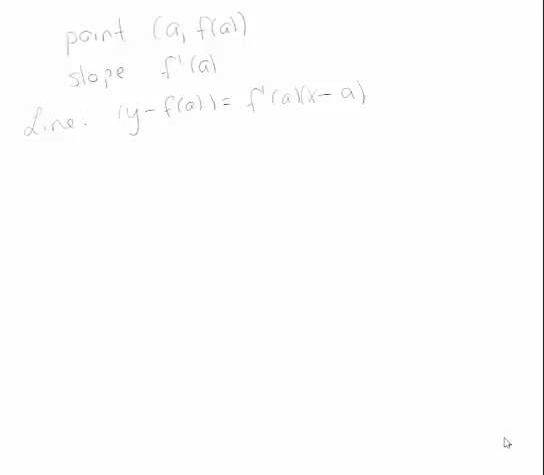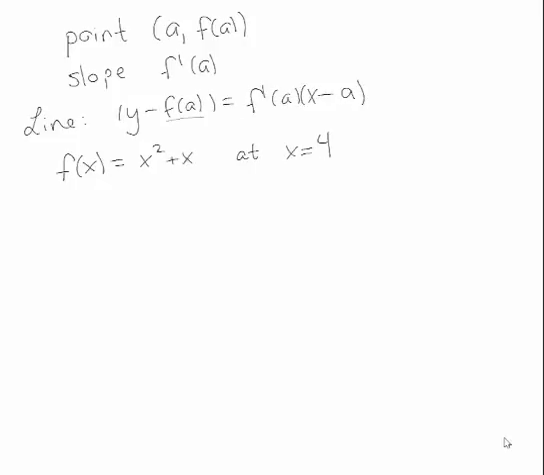Let's do an example. Let's suppose my function is x squared plus x, and I want my point to be 4. Well, I need to know my point, and that's 4. I also need to know my y value, and that's just f of 4. f of 4 is 4 squared plus 4, which is 16 plus 4, which is 20.